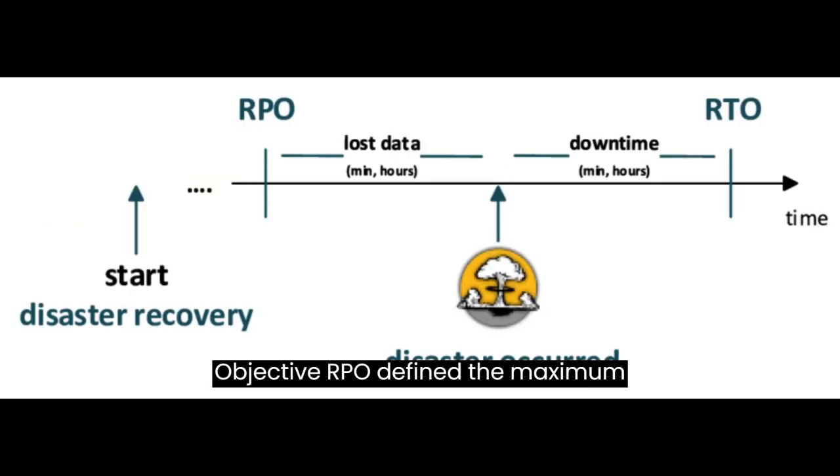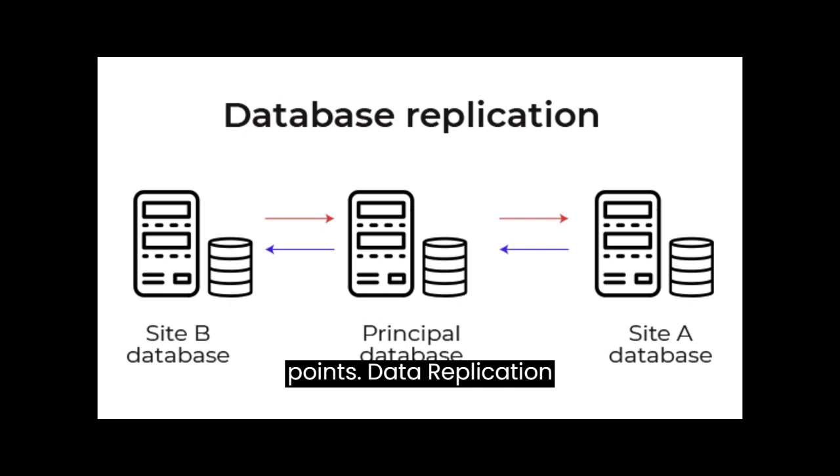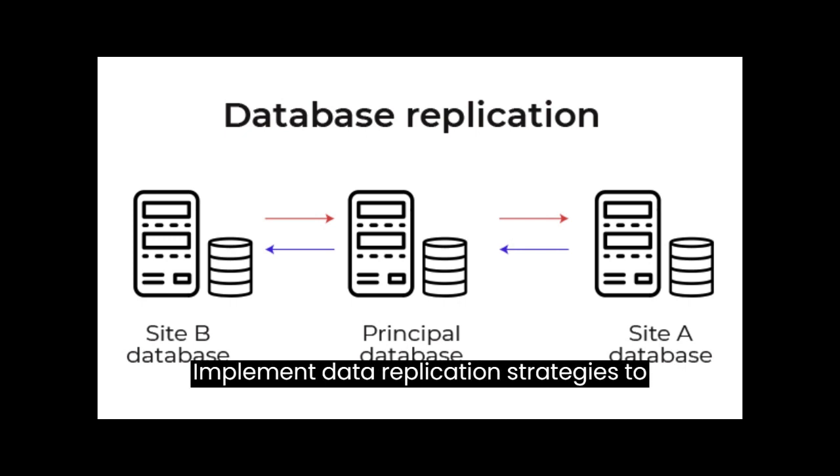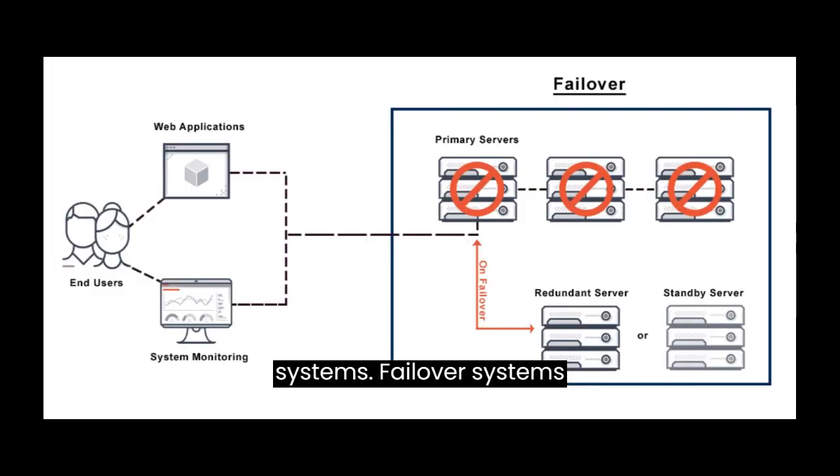Recovery point objective, RPO. Define the maximum allowable data loss in case of a disaster. It determines the frequency of backups and data recovery points. Data replication. Implement data replication strategies to maintain copies of data at geographically separate locations. This can include real-time replication or near real-time replication for critical systems. Failover systems. Set up failover systems or hot standby systems that can quickly take over when the primary system fails.